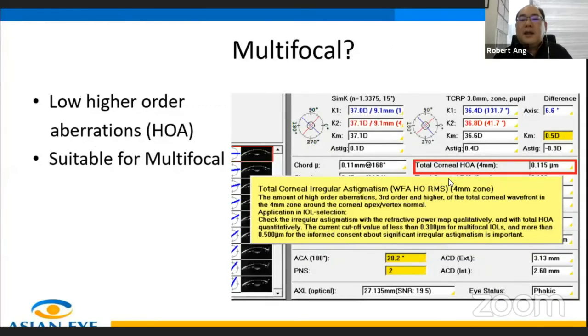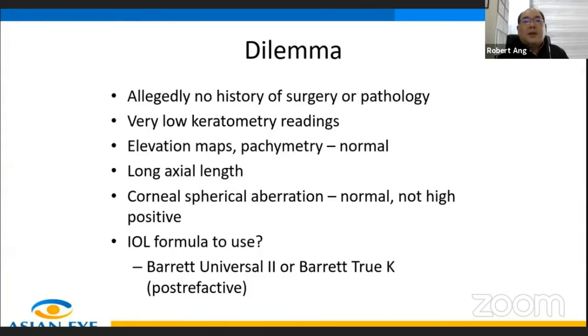And then the last is the irregularity index, or the corneal higher order aberrations. Again, it is very low, 0.11 microns. So if this is helping you decide, if the patient wants a trifocal, you can use a trifocal in this patient. So my dilemma was, there was no alleged history of surgery, very flat corneas, everything else looks normal, and a long axial length.